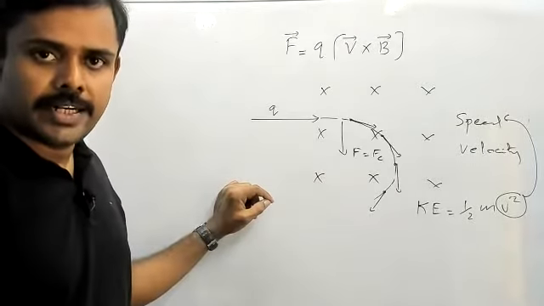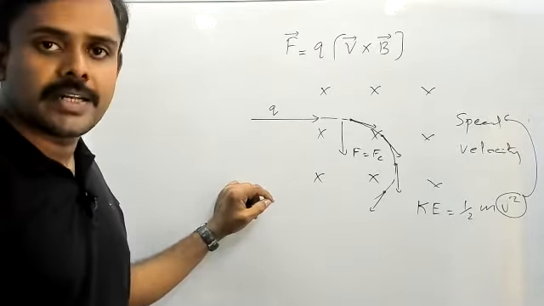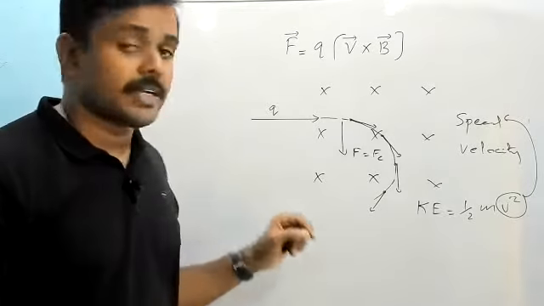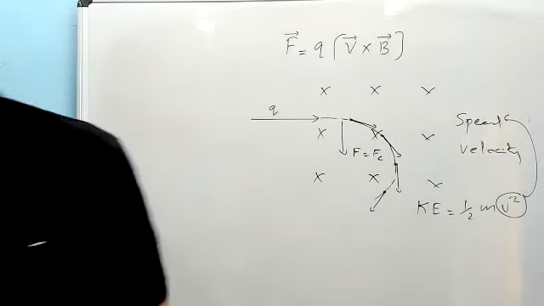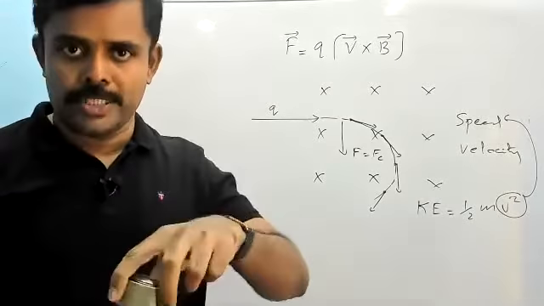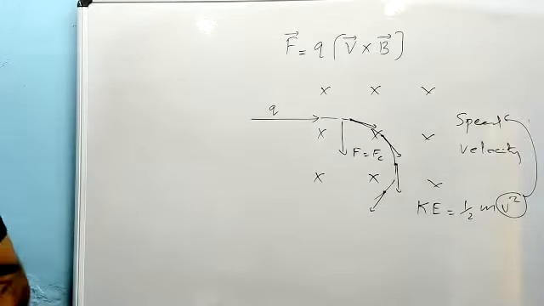Show that kinetic energy is a constant for a charged particle entering a magnetic field. That's a very important question. We have done this by two methods. Check the notebooks. It is there. All right. I'll quickly explain that one more time.